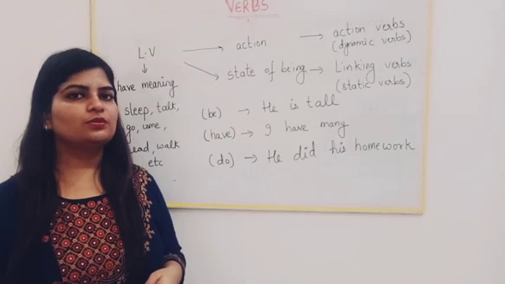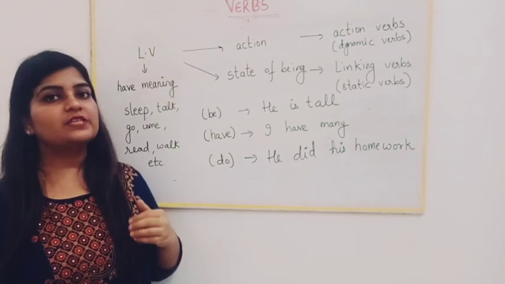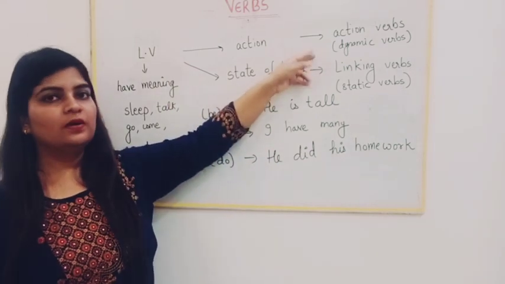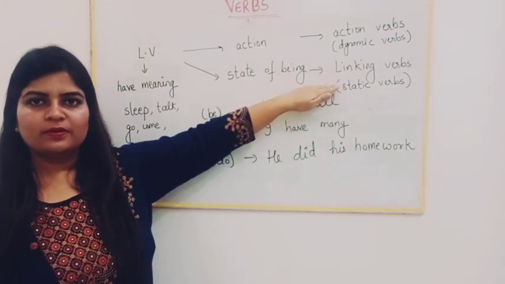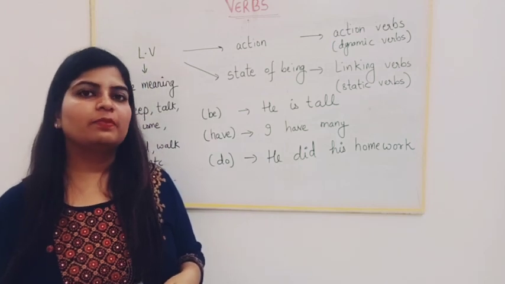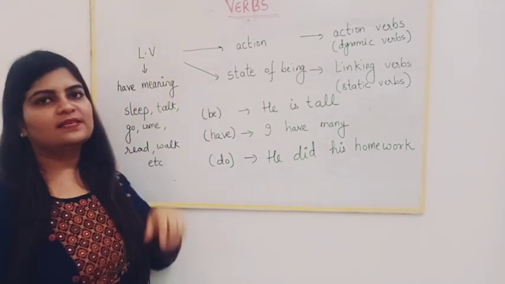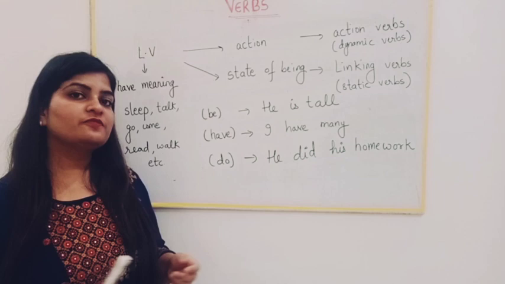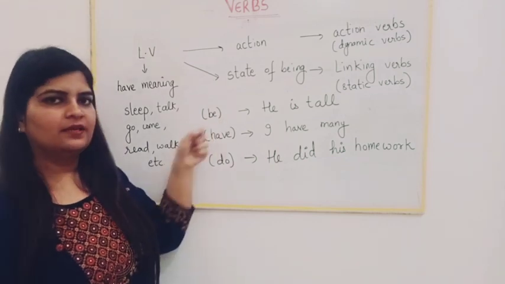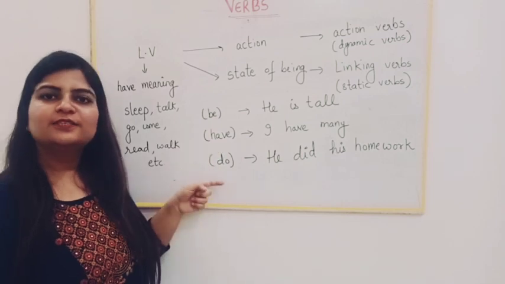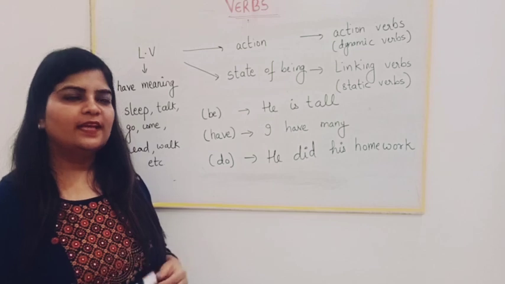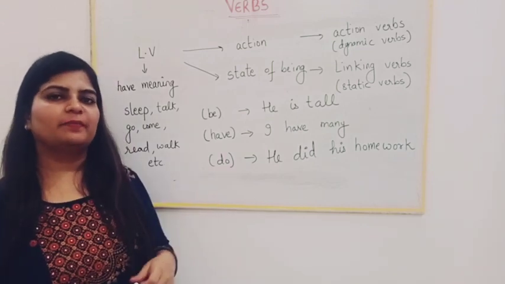Now we have understood that lexical verbs, which have their meanings, can be used as an action verb or linking verb. But there are some verbs which can also be used as linking verbs but are not in the category of lexical verbs. Now, which are those verbs? Those verbs are the forms of be, have and do. They link the subject with the other part.